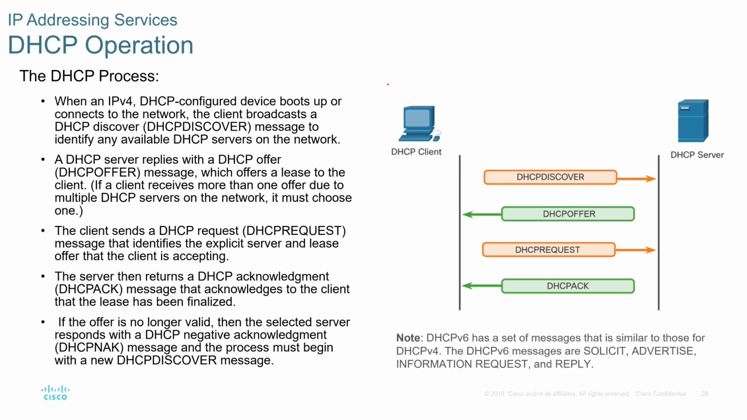It must send back a DHCP request message and identifies the explicit server and lease offered to that client. If the client receives multiple offers, usually the first offer is the one that would be returned. Sometimes the server may have made that offer to more than one client and it has already been taken. At that point, the client must request another offer.